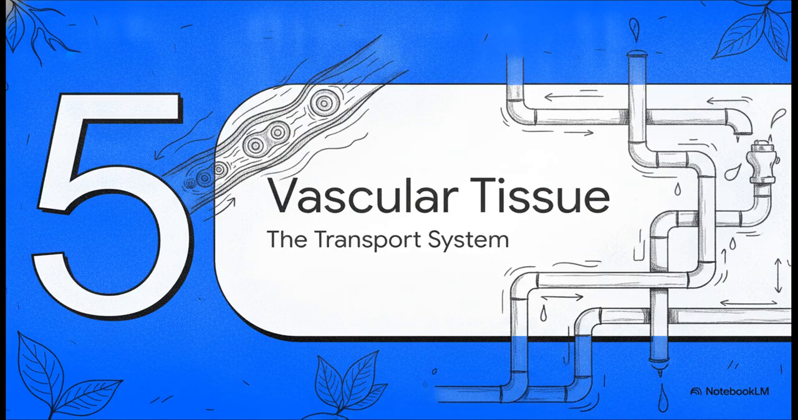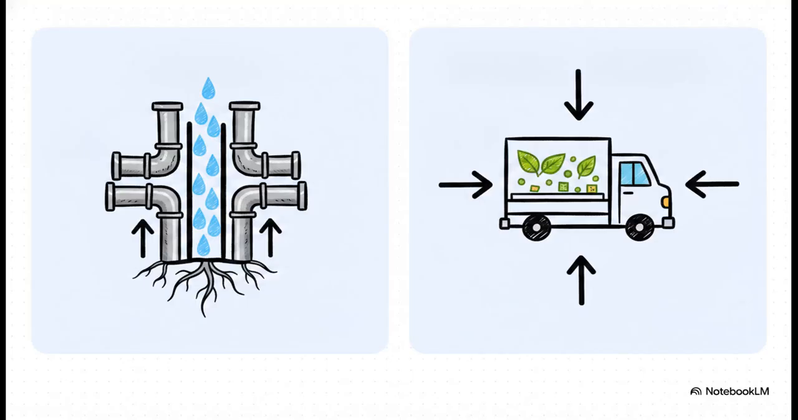All right, Part 5, vascular, the transport system. Okay, pay attention, because this is a classic exam trap. You must remember that xylem moves water up from the soil, while phloem distributes the food prepared in the leaves down and everywhere else. Together, these guys make up the vascular bundles.